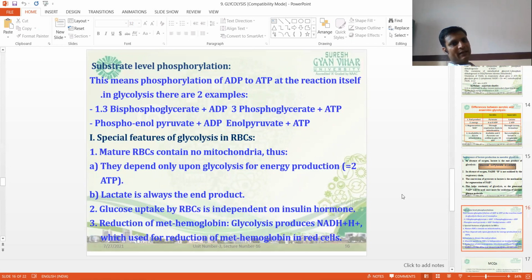The special feature of glycolysis in RBC: mature RBCs contain no mitochondria, thus they depend only upon glycolysis for energy production. Lactate is always the end product. The glucose uptake by the RBC is independent of the insulin hormone. Glycolysis produces NADH plus H plus, which is used for the reduction of methemoglobin.